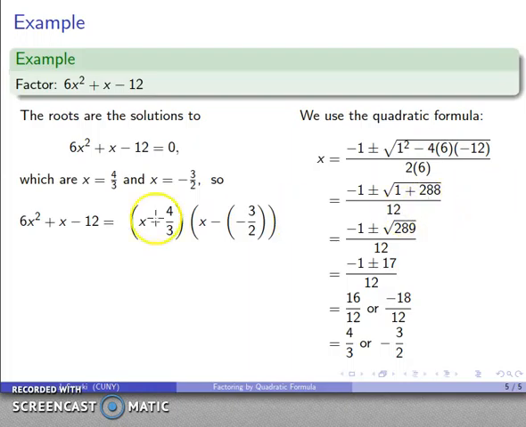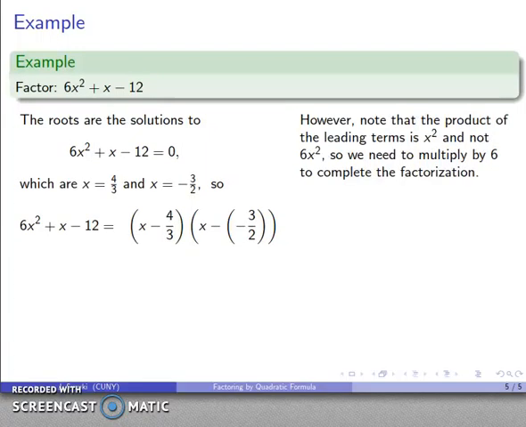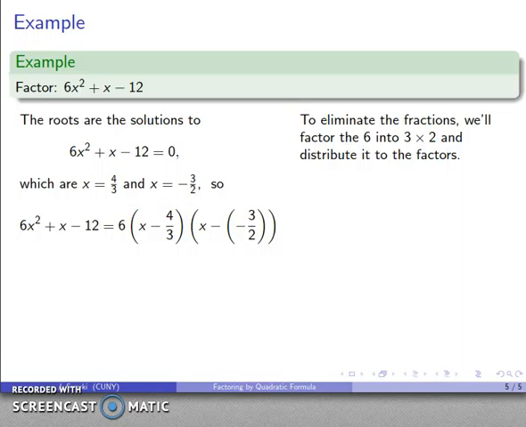And again, I look at this, if I expand the right-hand side, I get an x squared. I actually want a 6x squared, so that means I'm missing a factor of 6 to complete my factorization. And again, beautiful factorization. I really don't have to do anything beyond this point. But if I want to get whole number factors, I can multiply this 6 into these expressions, and that will eliminate the fractions. And I can split the 6 into 3 times 2, and if I distribute that 3 into here, 2 into there, that'll get rid of my fractions.